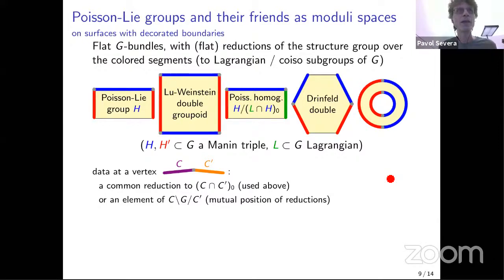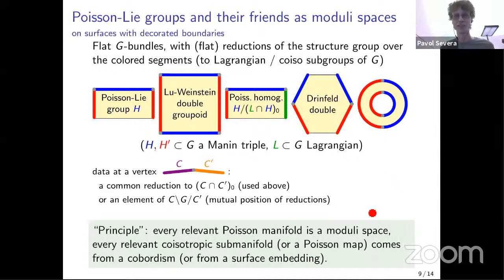very good. So let me summarize this as a kind of principle that any relevant Poisson manifold is a moduli space, and every relevant quasi-Poisson submanifold or a Poisson map will come from a cobordism, or in some very easy cases from a surface embedding, which should be seen as a poor man's version of cobordisms. Or put more bluntly, just everything is Chern-Simons theory. So that's what this slide is supposed to mean.